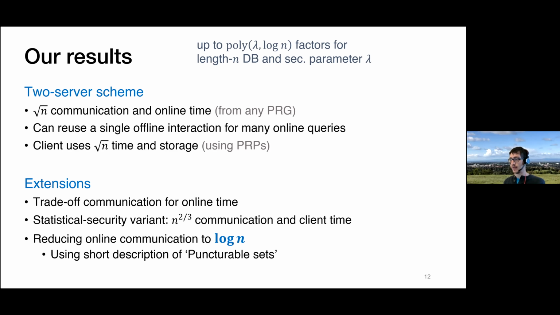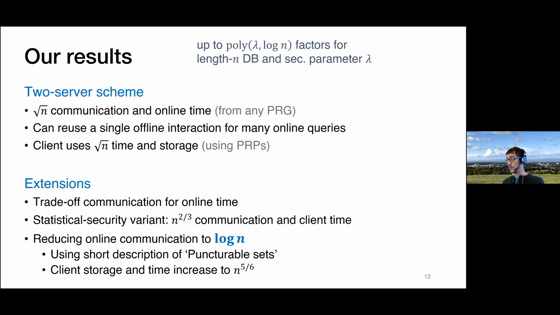And towards the other end, we actually have a variant that reduces the online communication from square root n to log n. This is done by essentially using some pseudorandomness to compress the client's queries, using a primitive that we call punctured sets. This extension has the downside that it increases the resources on the client side, so the storage and the time increase to something like n to the 5/6.